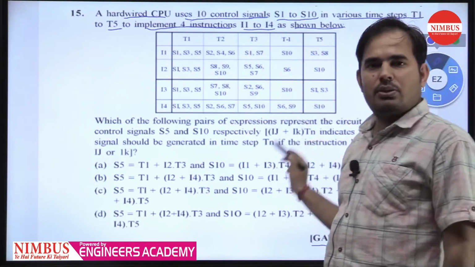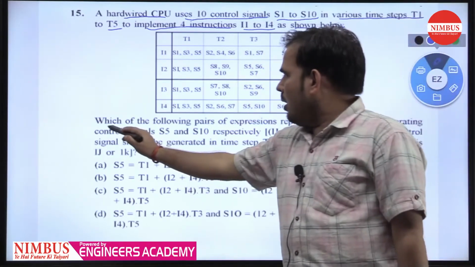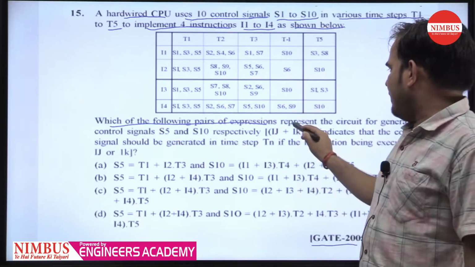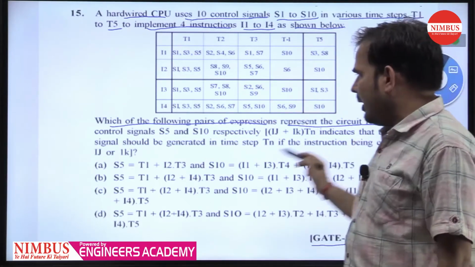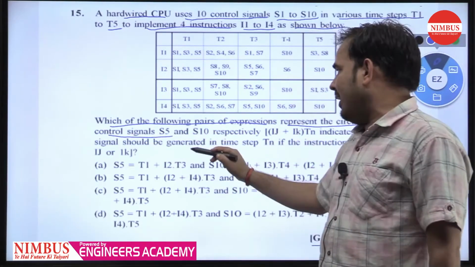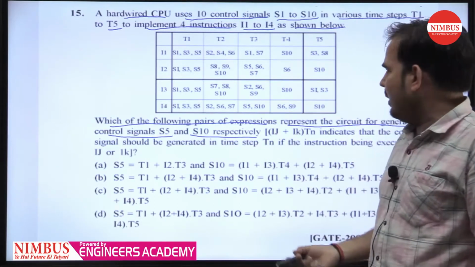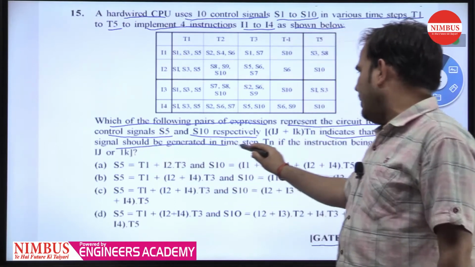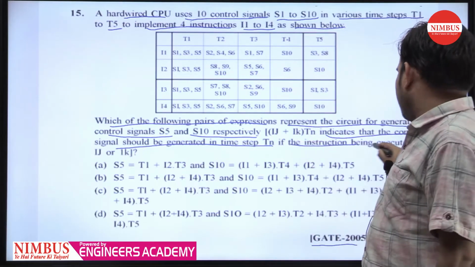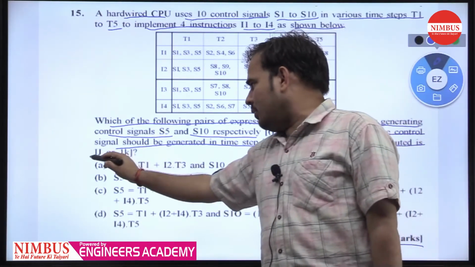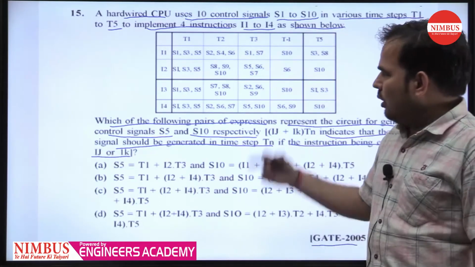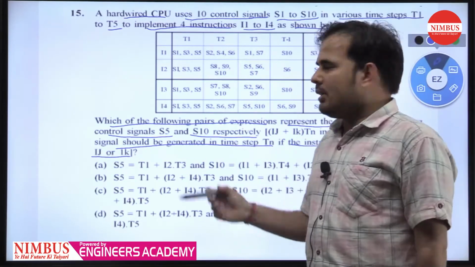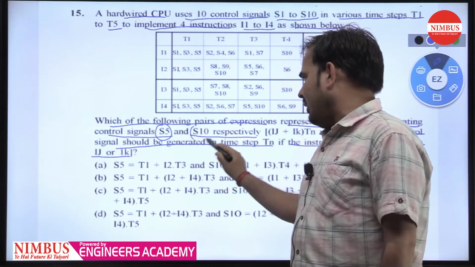We have a table. Which of the following pairs of expressions represent the circuit for generating control signals S5 and S10 respectively? Tn to Ij to Ik indicates that the control signal should be generated in time step Tn if the instruction being executed is Ij to Ik. So we need to generate the control signal for S5 and S10.